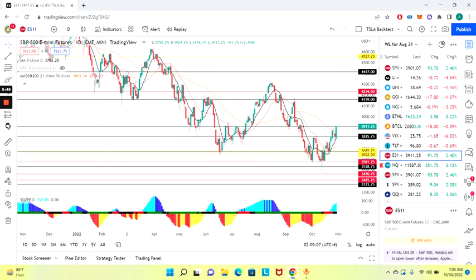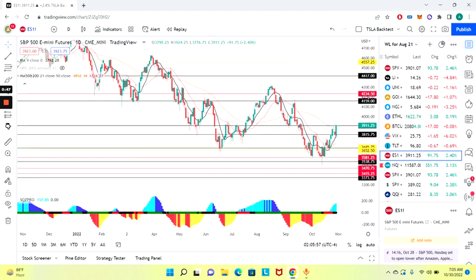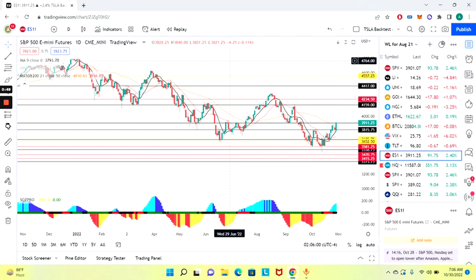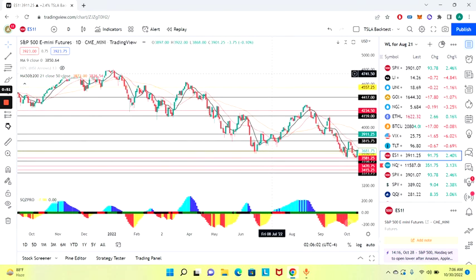So we're going to use ES1 here. I'll show you multiple examples of what I'm talking about, but let me first describe it.